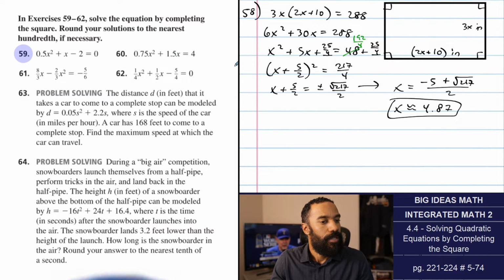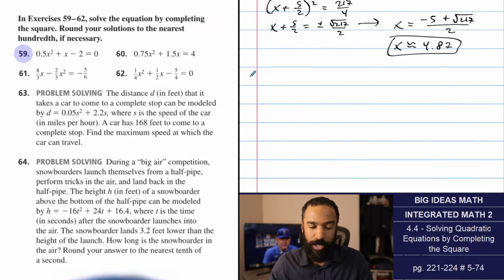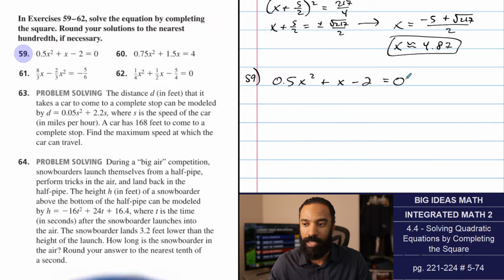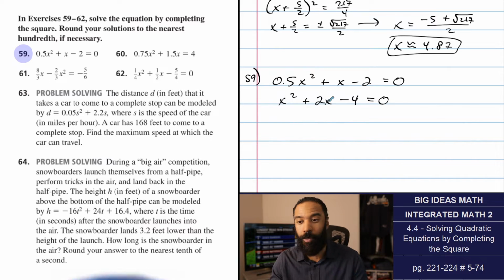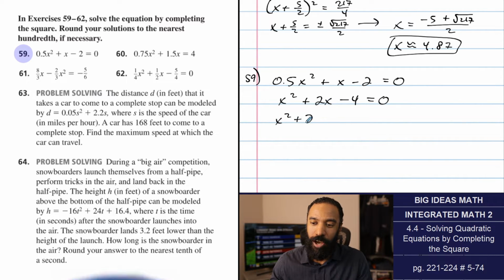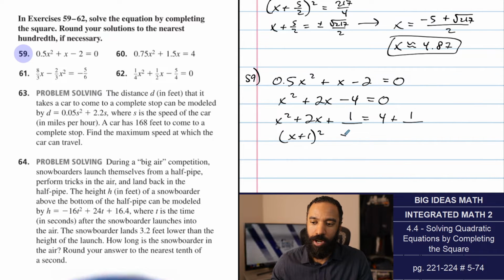Okay. Number 59 to 62, solve the equation by completing the square, round your solutions to the nearest hundredth if necessary. I guess these are trickier versions now that they have fractions. Actually, these might end up being better than the other ones. I'm going to divide everything by 0.5. That's multiplying by 2. So I get x squared plus 2x minus 4 equals 0. Let's add 4 to both sides and complete the square. This factors into x plus 1 quantity squared equals 5.